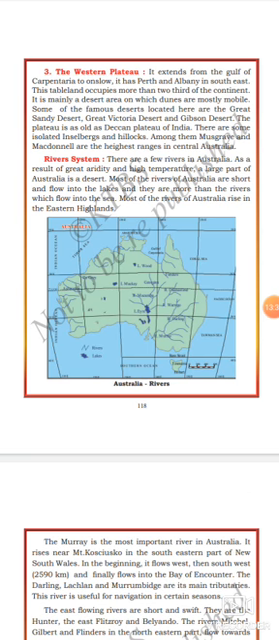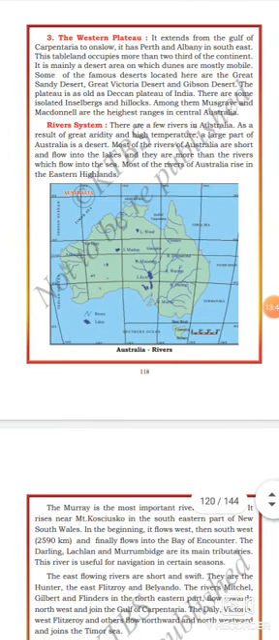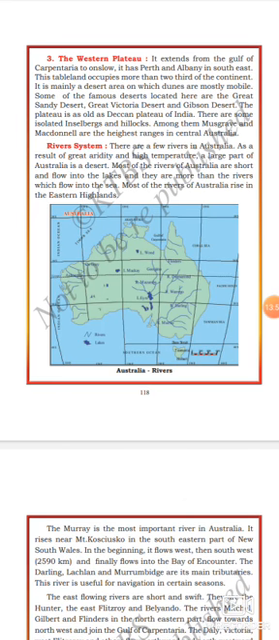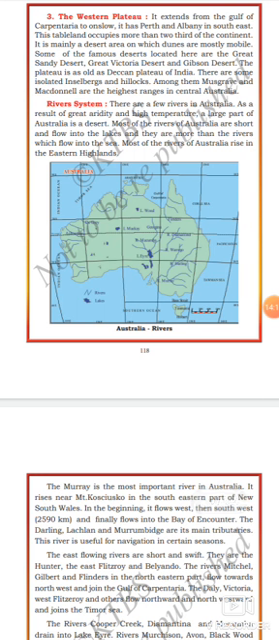Got it? It is mainly a desert area on which dunes are mostly mobile. Some of the famous deserts located here are the Great Sandy Desert, Great Victoria Desert, and Gibson Desert. What are the great or famous deserts located in the Western Plateau in the Australian continent? Listen, the Great Sandy Desert, Great Victoria Desert, and Gibson Desert are the great deserts in the Australian continent. Got it?